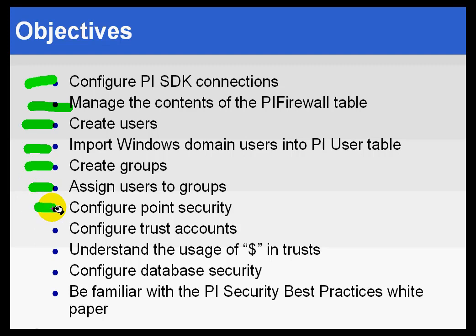Assign users to groups, configure point-by-point security, something called trust accounts for interfaces, and understand the use of the $ sign in trusts, configure database security so that only certain people have access to certain database entries like points and archives. And then finally, be familiar with the PI Security Best Practices white paper. We have a white paper out there.